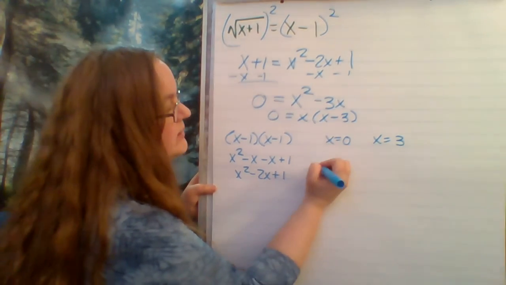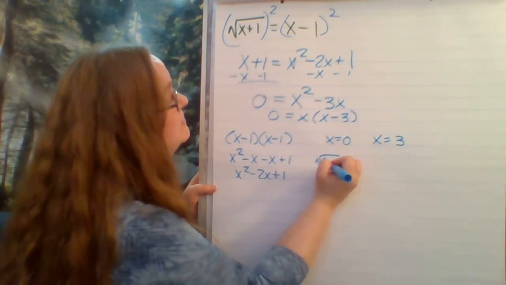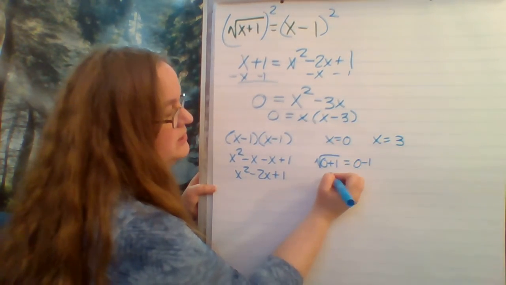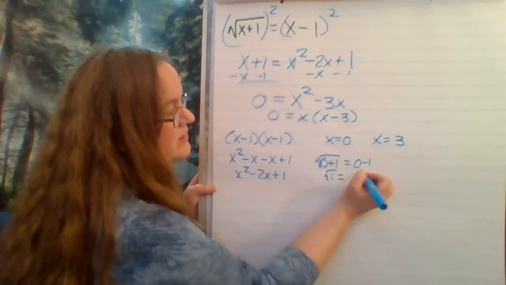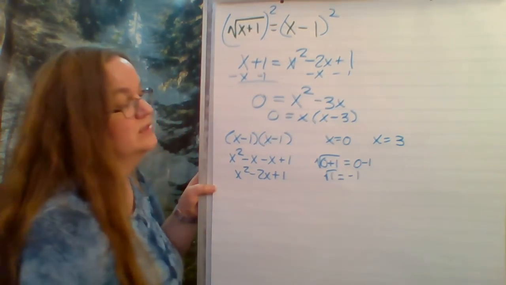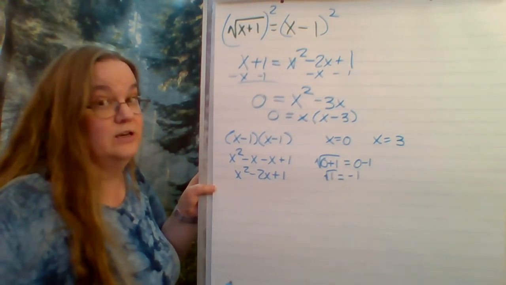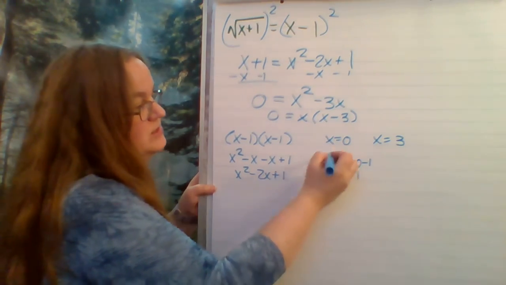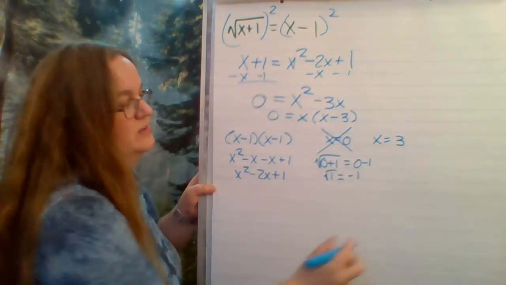So if I go back to 0 plus 1 equals the square root of 0 minus 1. Well, this is the square root of 1, which is all fine and dandy, but this would be negative 1. And you're not going to take the square root of 1 and get negative 1. So this is an extra one. We don't use that one.